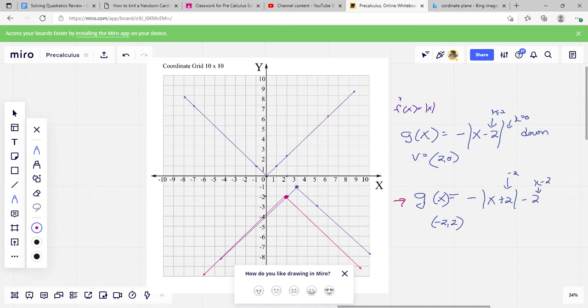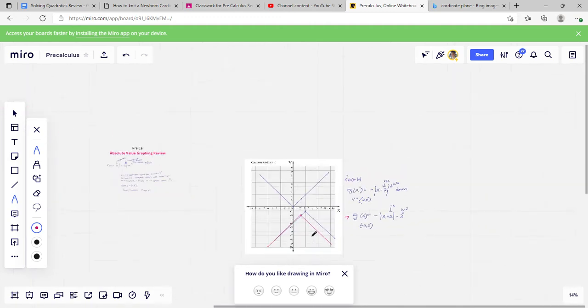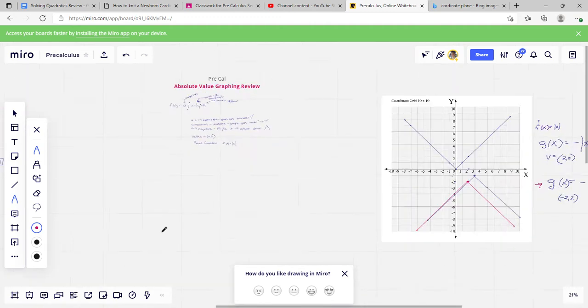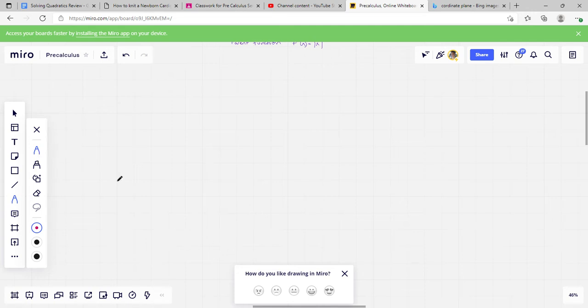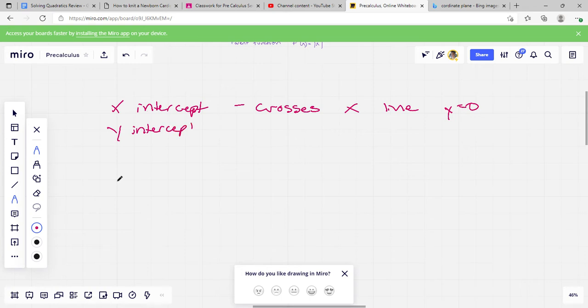Alright, x and y intercepts. The x-intercept is where the graph crosses the x line. So that's where it crosses the x line. That means that y equals 0 in that position. The y-intercept is where the graph crosses the y line. So that means x equals 0.